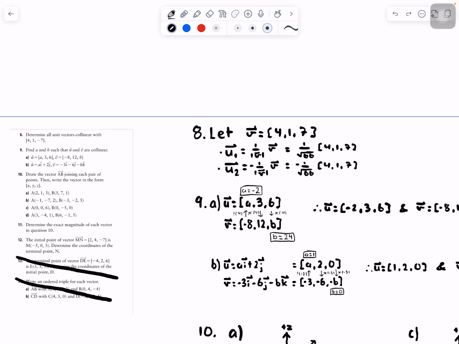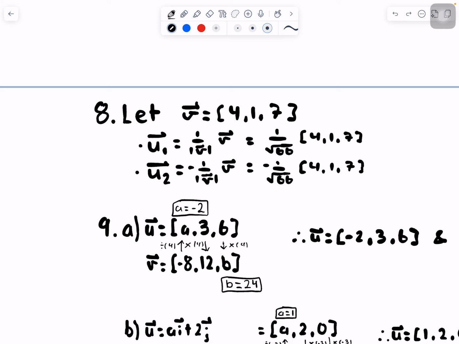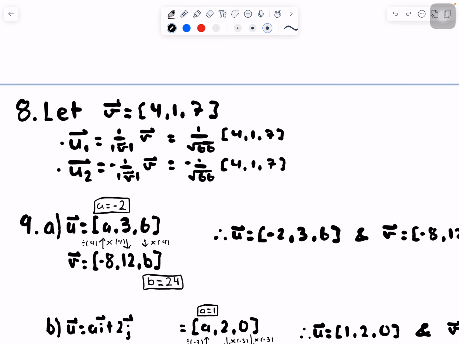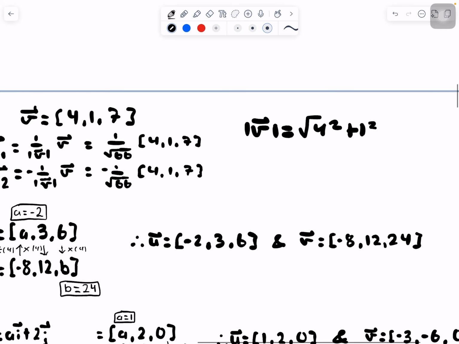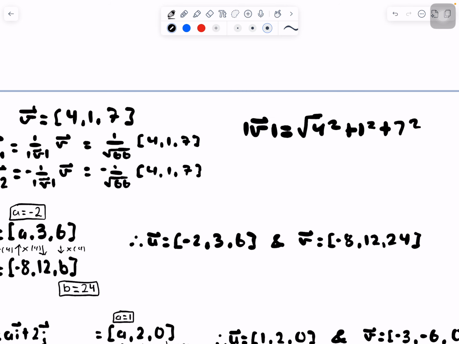If you're asked to determine all unit vectors collinear, you're just going to have to find the magnitude of your vector, 1 over the modulus of v. Modulus just means magnitude again. So that's square root of 66, and you can find that very easily by doing 4 squared plus 1 squared plus 7 squared. And that gives you, just to check, square root of 66. So that's where I got that square root of 66 from.